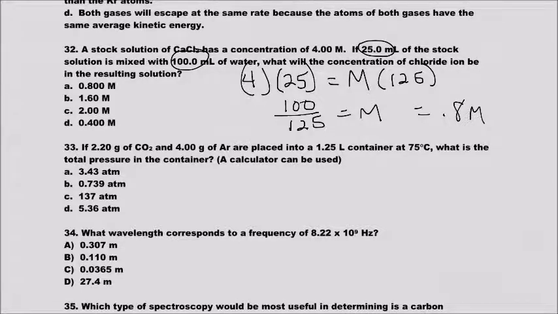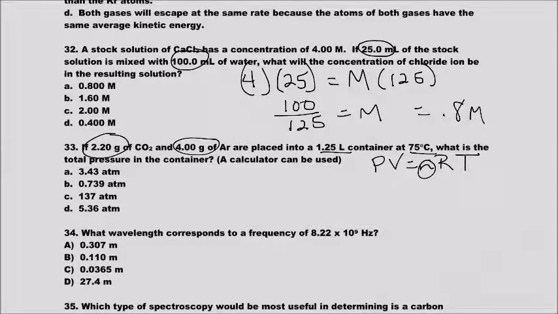So for 33, notice it's asking for total pressure. There's really a couple ways you can approach this. Since we have gases, I hope seeing volume and temperature and grams makes you think of PV equals nRT. And we really have a choice here. Obviously we need moles. We can either change each of these masses to moles and solve PV equals nRT twice, one time for each gas, to get the pressure of each gas and then add them together.